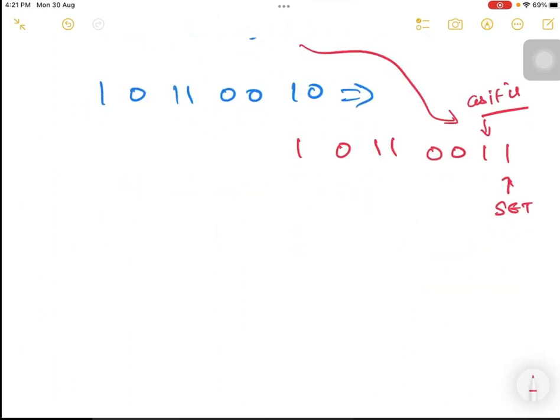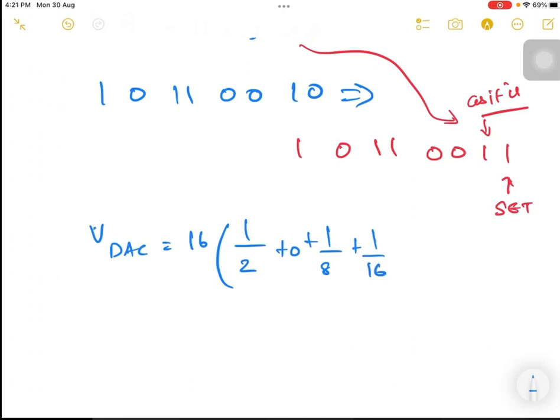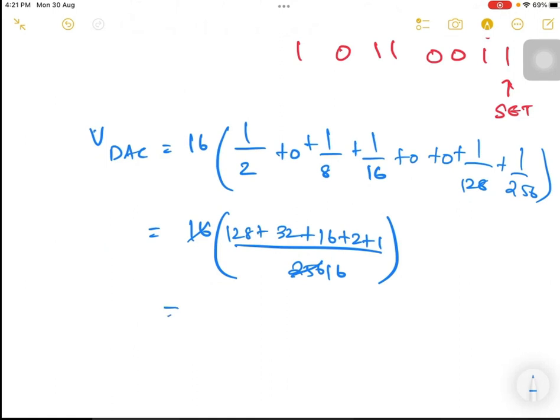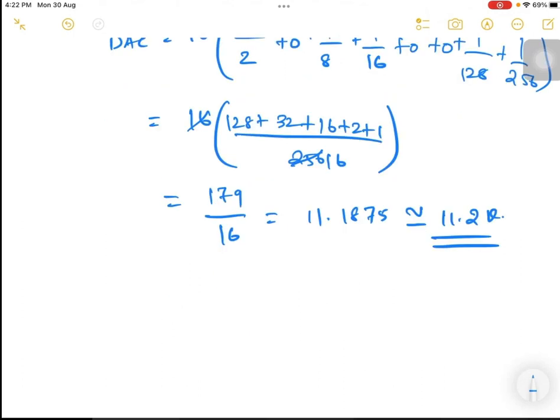Okay, so now I will compute this value, VDAC. VDAC equal to, V reference is 16 into 1 by 2 plus 0 plus 1 by 8 plus 1 by 16 plus 0 plus 0 plus 1 by 128 plus 1 by 256. So then the LCM is 256, then I'll take the value 128 plus 32, 160, 176, 179 by 16, it will be equal to 11.1875, approximately 11.2 volts.